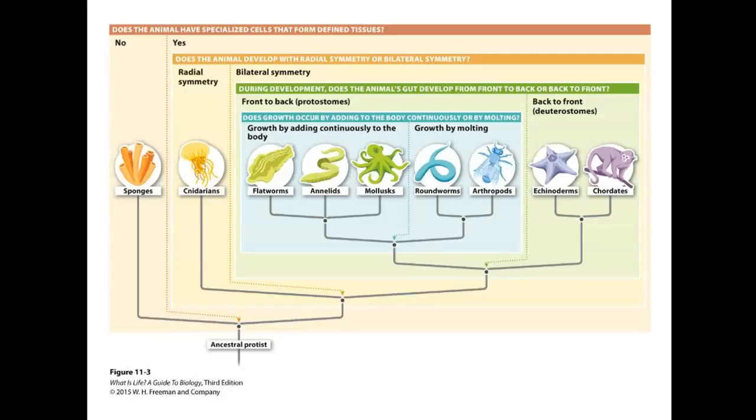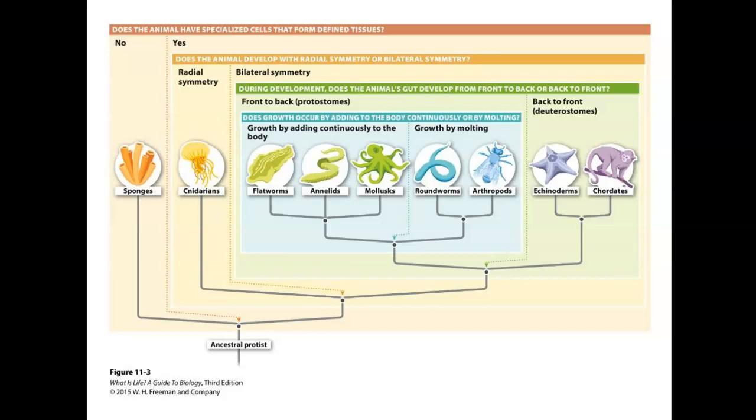Looking here, this is something we'll constantly go back to through the next section. First, does that animal have specialized cells that form defined tissues? If no, then it will fall into the sponges. We're going to talk about these in detail. Does the animal develop with radial symmetry or with bilateral symmetry? If it's radial, it'll be what's known as a cnidarian. If it's bilateral, then all the other groups fall into that category.